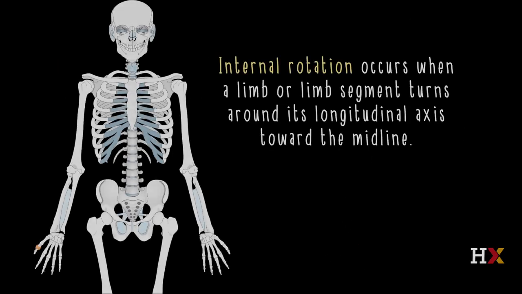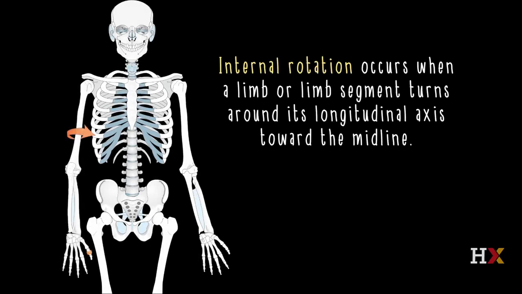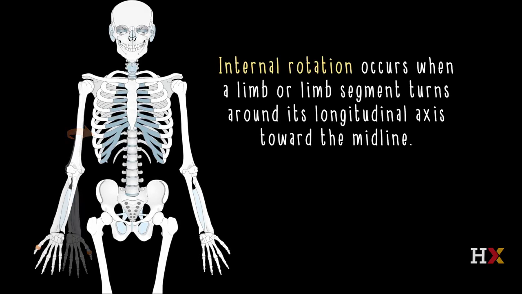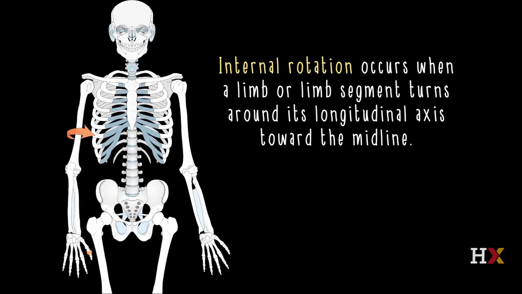Internal rotation occurs when a limb or limb segment turns around the longitudinal axis toward the midline. So in this case, the upper limb is turning around at the shoulder joint so that the hand, instead of facing the palm, instead of facing anteriorly, will now face posteriorly. So internal rotation is occurring at the shoulder joint.